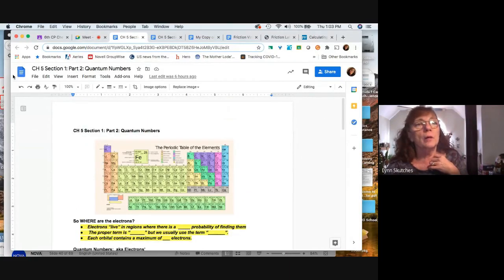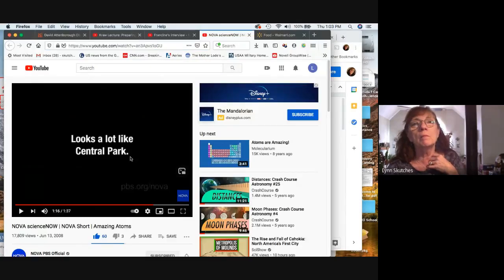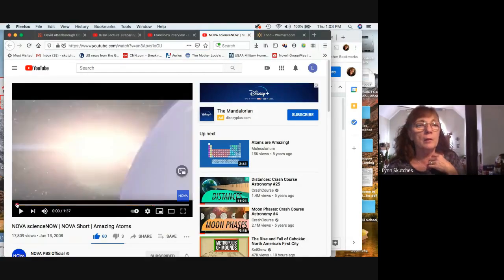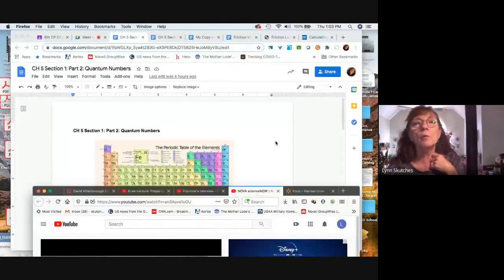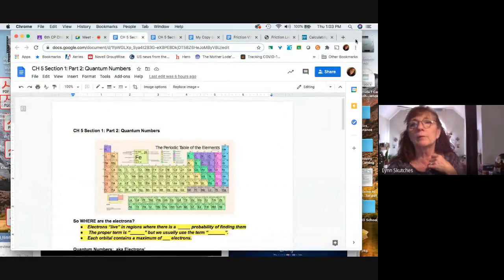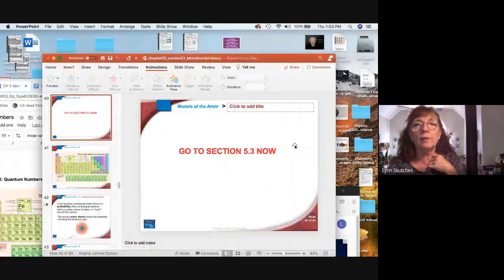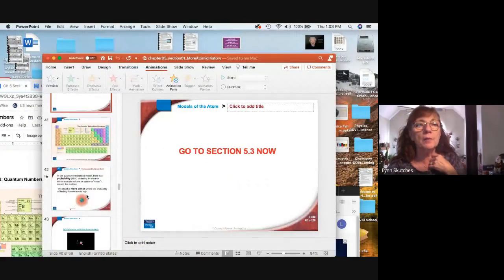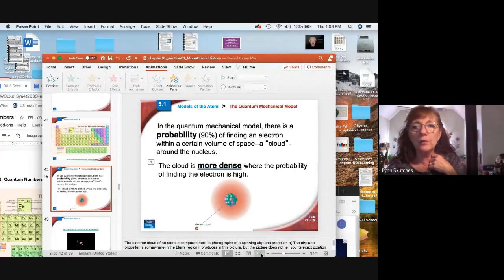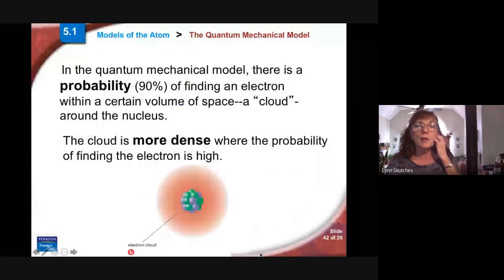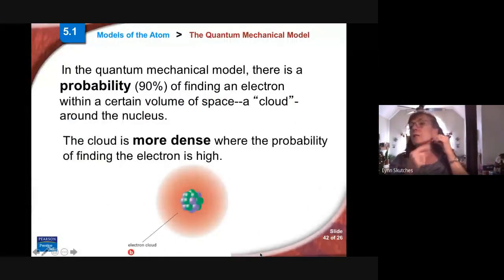Sorry, we left off with the concept that electrons live in clouds, and they're not in a set path. Any picture you've probably seen of electrons circling the nucleus is absolutely incorrect.